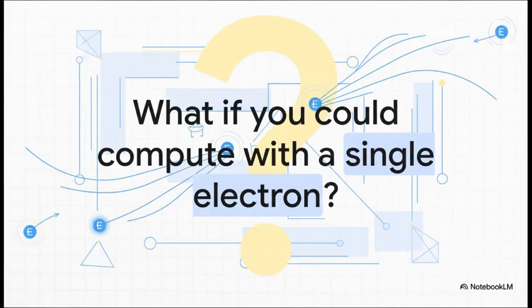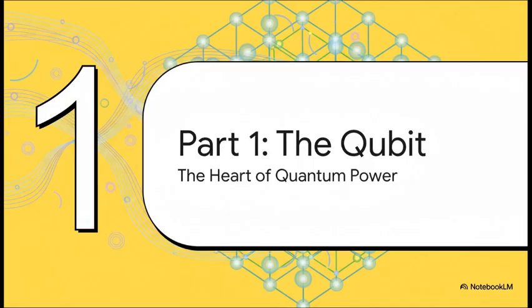Okay, let's kick things off with a pretty wild question. What if you could actually compute with a single electron? Now, this isn't just some sci-fi thought experiment. This is the absolute core idea behind quantum computing. And it's the key to that promise of an exponential speedup. You know, the power to solve problems that are just completely impossible for even the most massive supercomputers we have today. So, where do you even begin if you want to compute with a single electron? Well, we've got to start with the absolute heart of it all, the engine of quantum power. And that brings us to part one, the qubit.